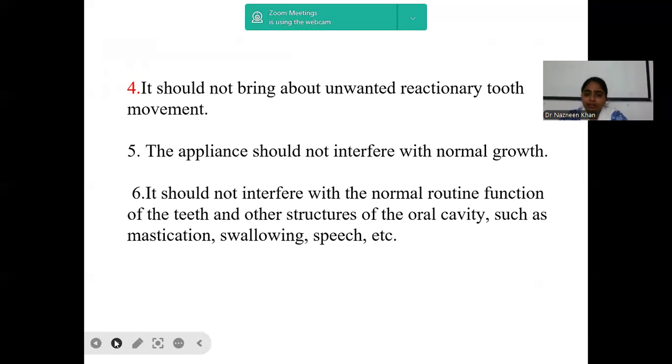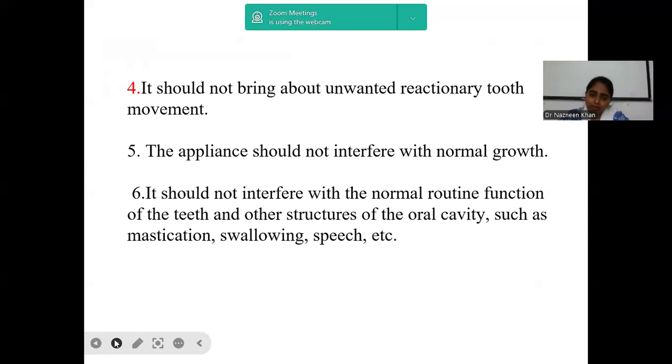It should not interfere with the normal routine function of the teeth and their structure of the oral cavity, such as the mastication, swallowing, speech. ये अप्लायंसेस जो है, ये पेशेंट की नॉर्मल डेली रूटीन चीजों में उसे डिस्टर्ब ना हो, उसको कंफर्टेबल, पेशेंट कंफर्टेबल रहेगा तभी वो इस अप्लायंसेस को पहन पाएगा. अगर वो कंफर्टेबल नहीं है तो वो उस अप्लायंस को नहीं पहनेगा.